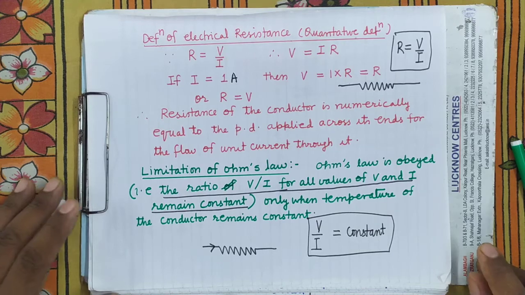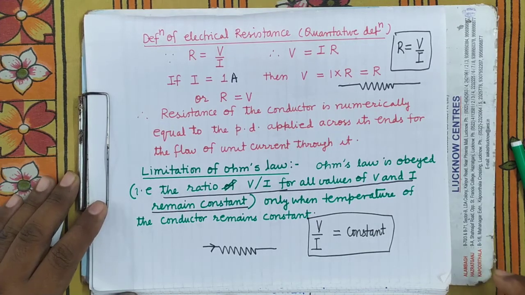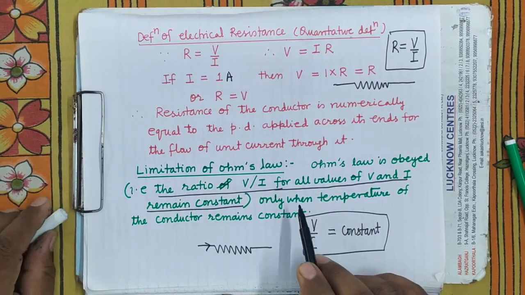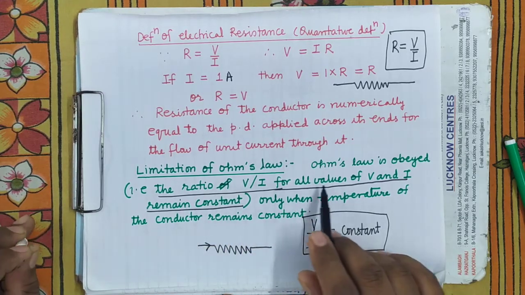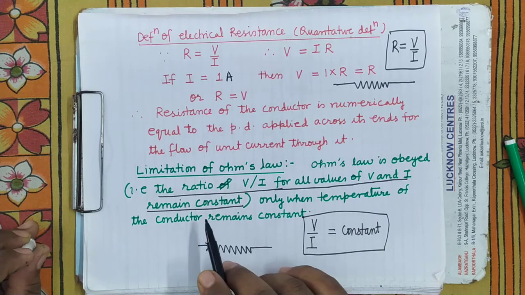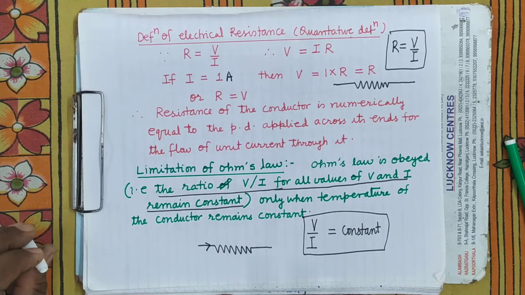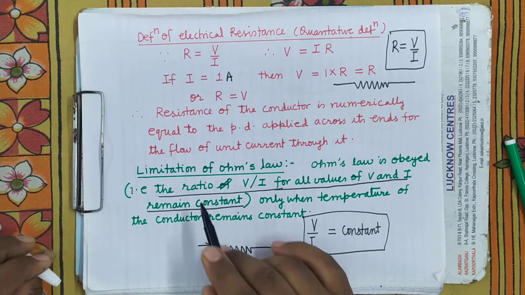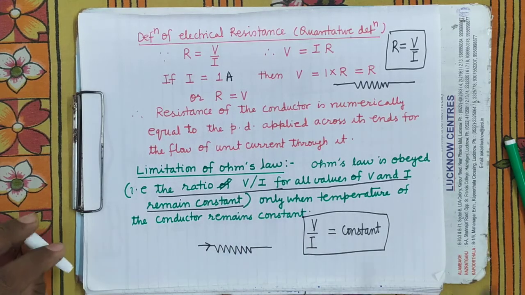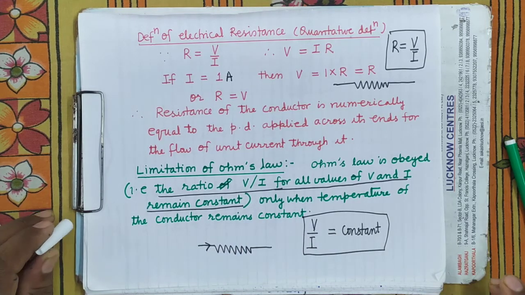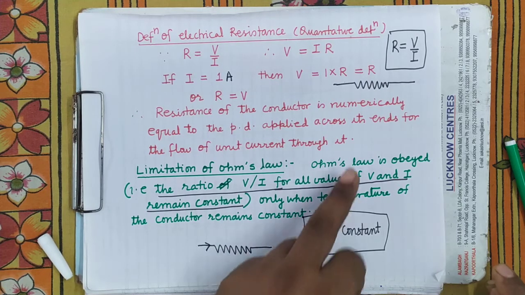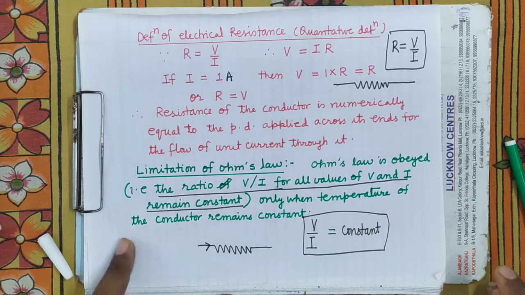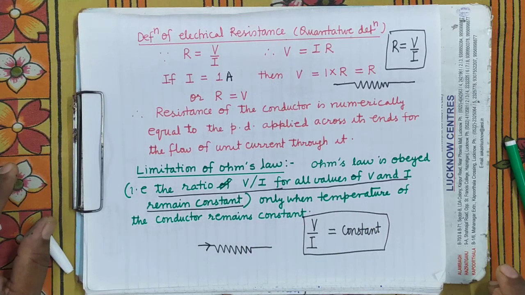So there are some limitations of Ohm's law. Ohm's law is obeyed means the ratio of V upon I remains constant for all values of V and I. Is it clear? So it is obeyed only when the temperature of the conductor remains constant.